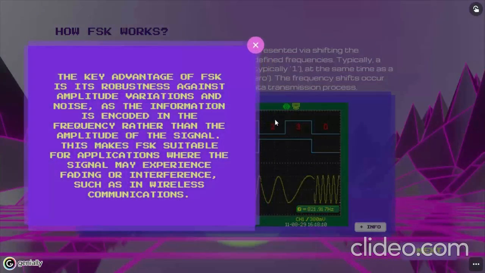The key advantage of FSK is its robustness against amplitude variation and noise, as the information is encoded in the frequency rather than the amplitude of the signal.